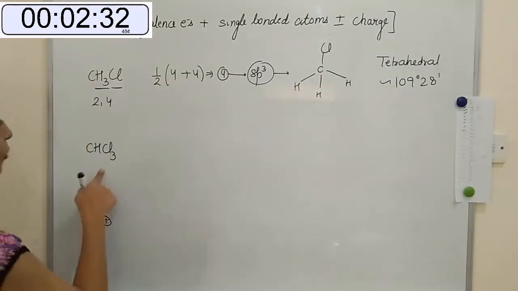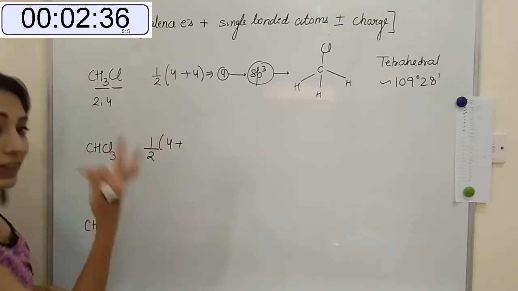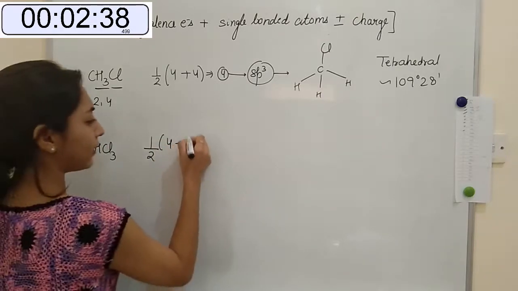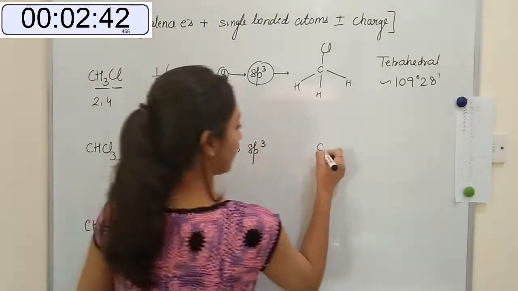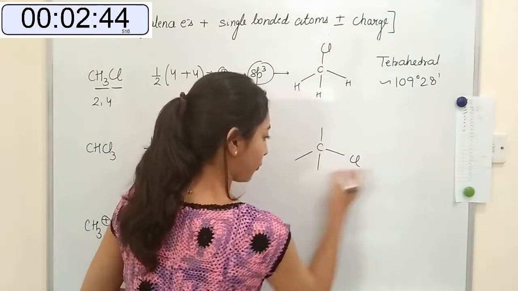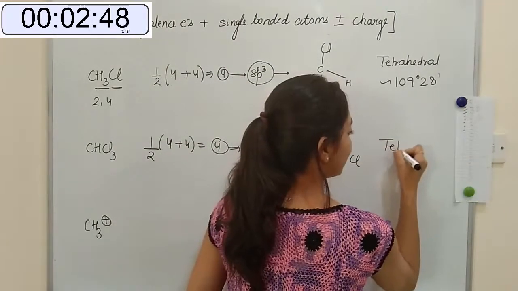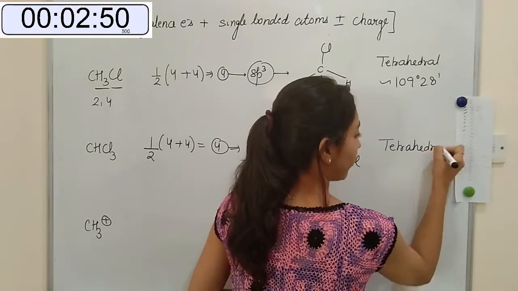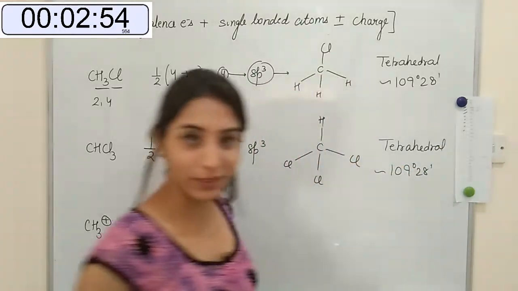Done? Moving to CHCl3, half 4. Now 3 chlorines and 1 hydrogen. Doesn't make a difference. 4. 4 means sp3. Now 3 chlorines are there and 1 hydrogen is there. So again the shape is tetrahedral and the bond angle is 109 degrees 28 minutes.